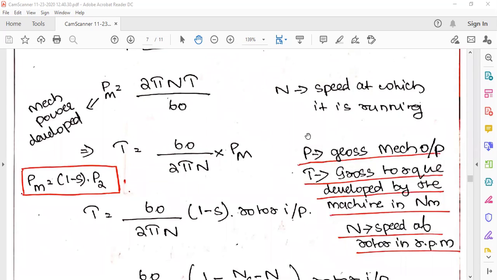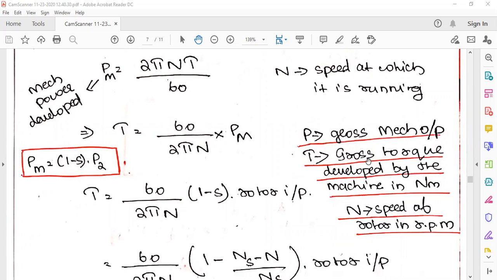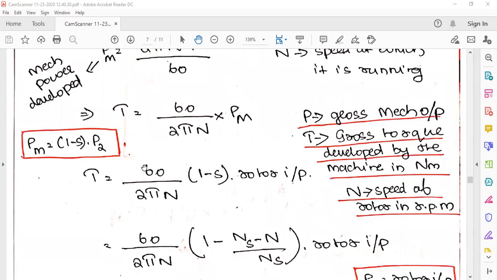Here P is the gross mechanical output, T is the gross torque developed by the machine in Newton meter, and N is the speed of the rotor in RPM. So we can substitute T as 60 by 2 pi N into the mechanical power developed.